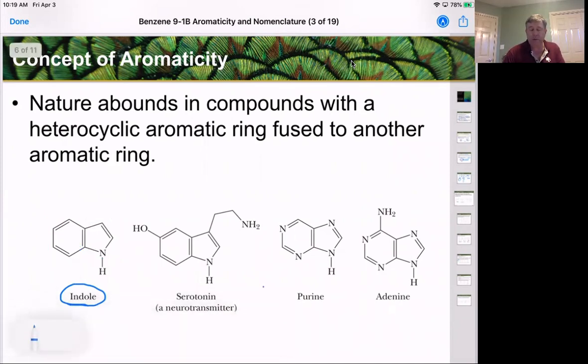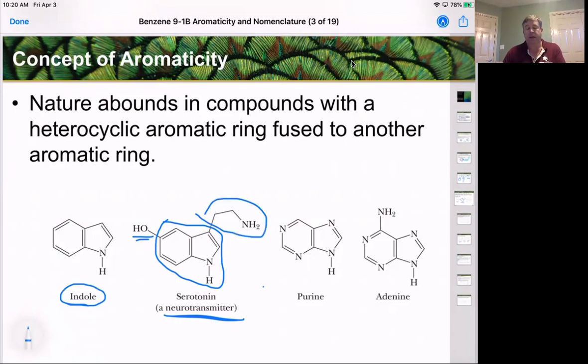Now, where is this used in the body? Well, it's the core molecule of serotonin, which is a neurotransmitter in both the brain and in the bowel of the human body. So just by derivatizing with the alcohol and this group right here, we have a very active species used in the human body.